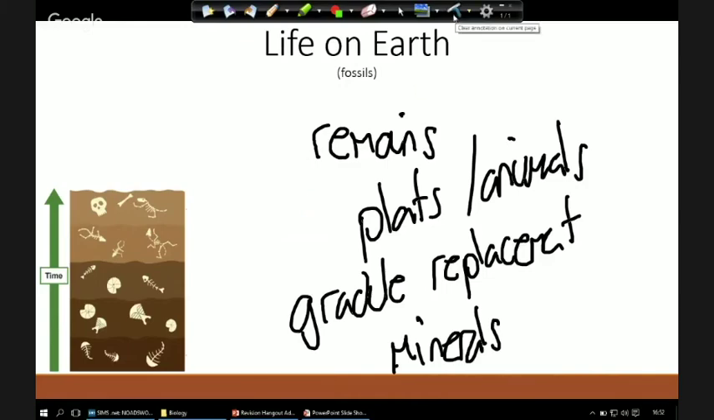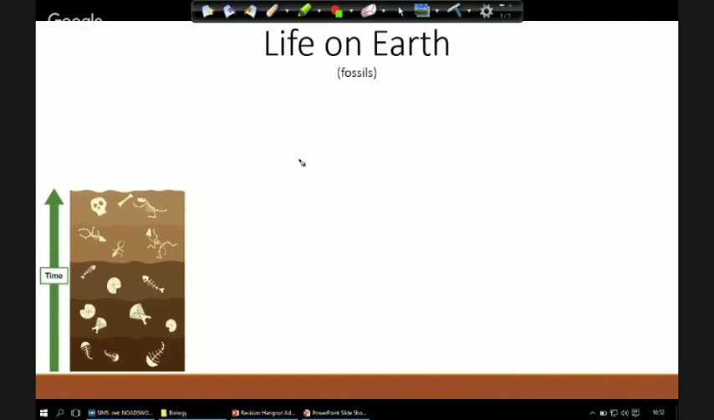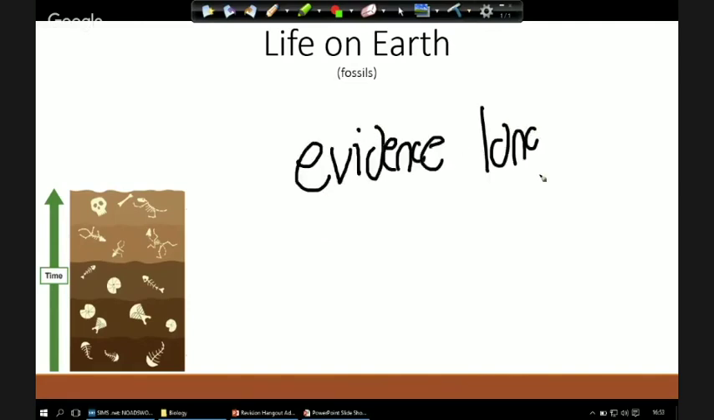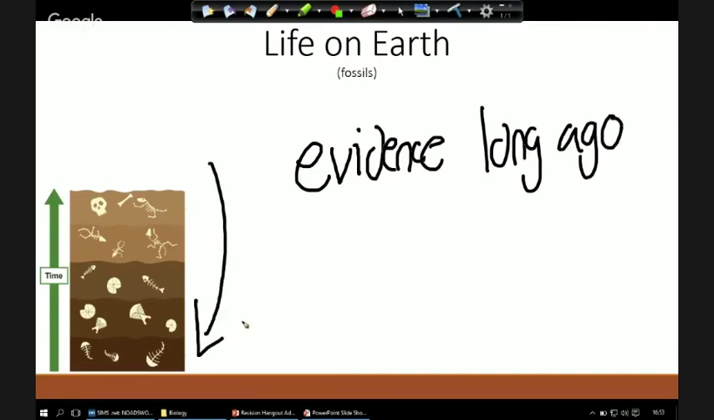Well, these fossils give us really good evidence for what life was like long ago. When things fossilize, the oldest things are found at the bottom, the newest at the top. So our dinosaurs are down here, our humans, if they were to fossilize, of course, would be much higher up. And so it gives us our evidence of what life was like. It shows us the change.